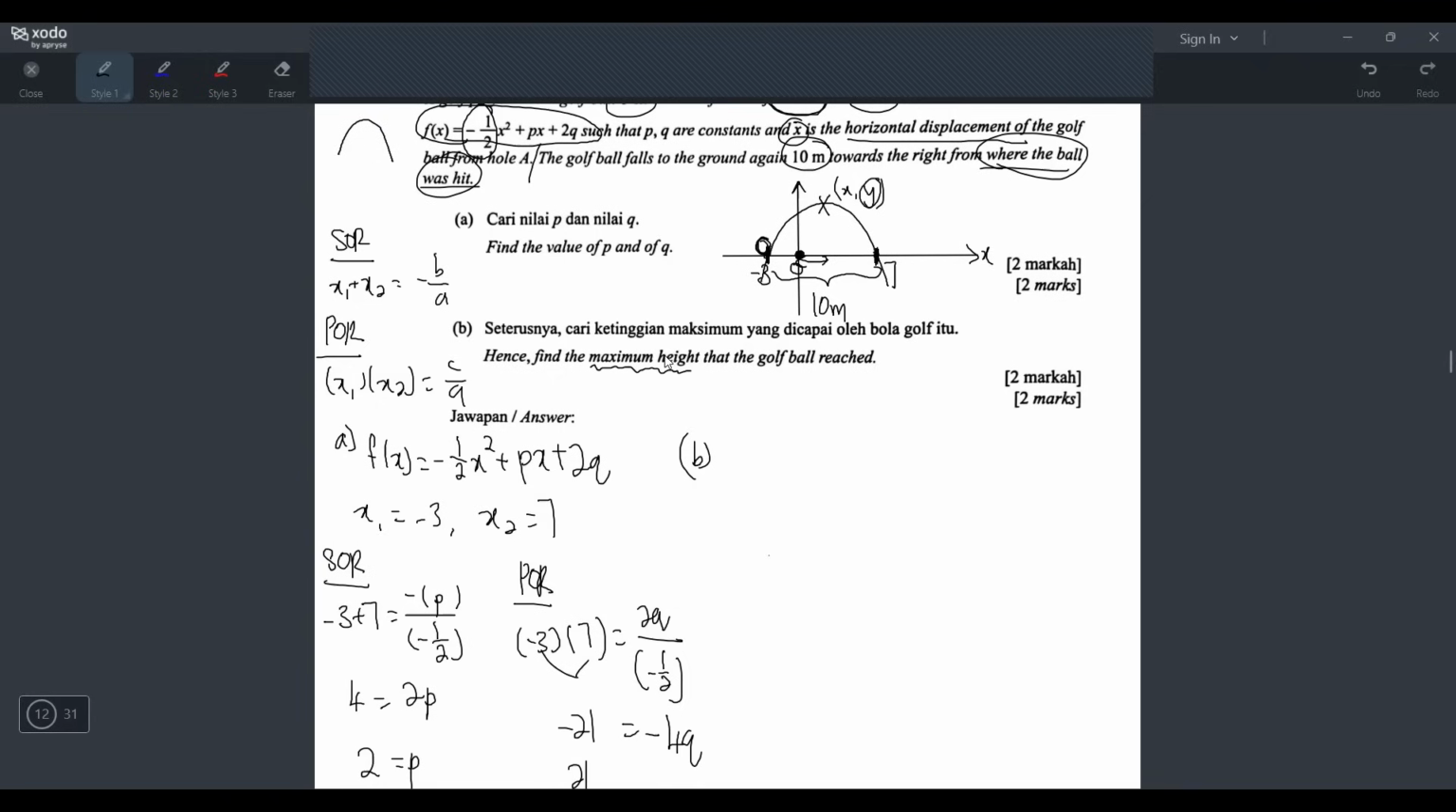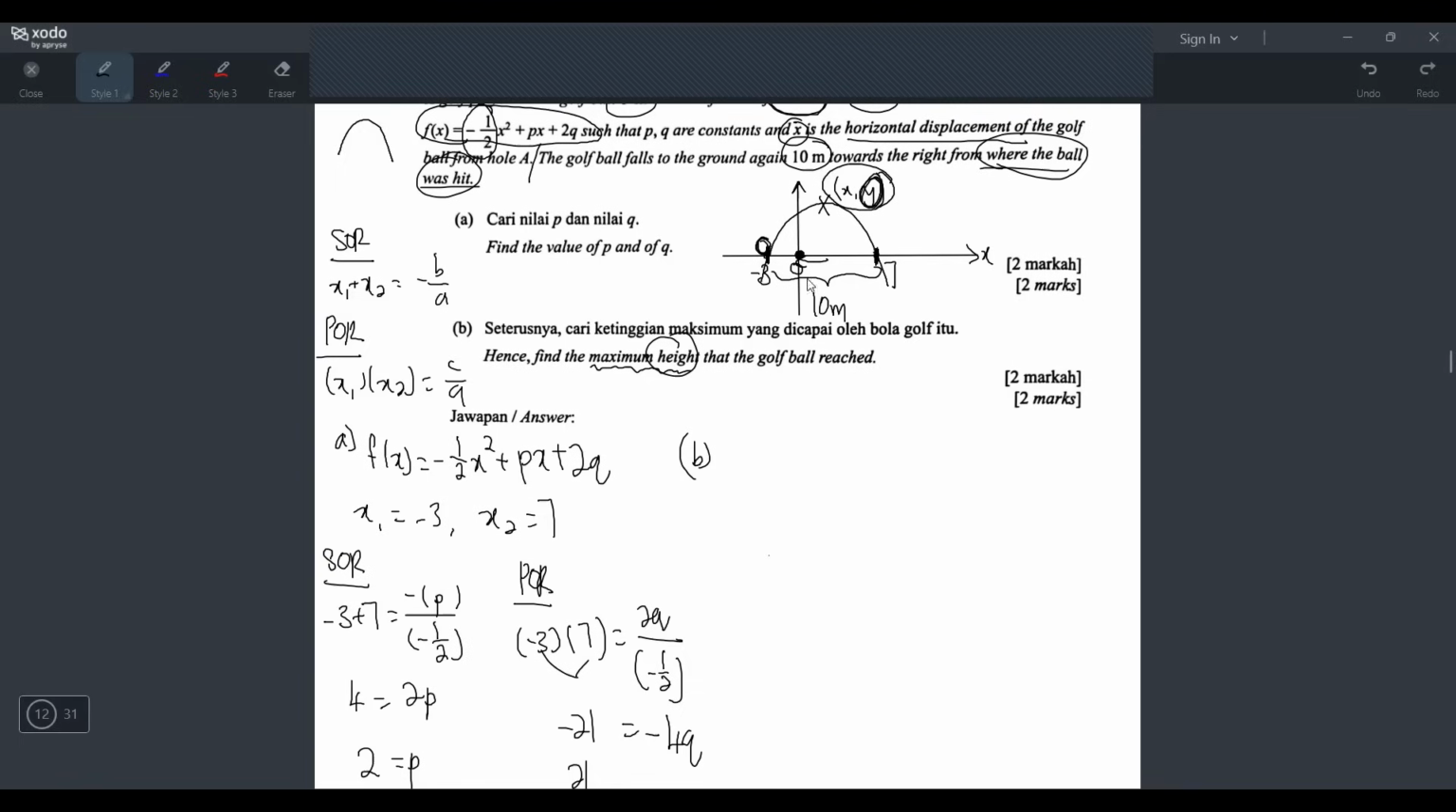Do you know what is height? The tinggi. So tinggi mestilah jarak sini sampai sini. So what I need is the y coordinate, right? What I need is the y coordinate, not the x coordinate, because x coordinate will only tell you the horizontal distance. I want the vertical distance. That's the height. So what I have to do now, I have to find the maximum point, and my answer will be the y coordinate of the maximum point, right? So I repeat one more time. Maximum height means you kena cari maximum point punya y coordinate, right?